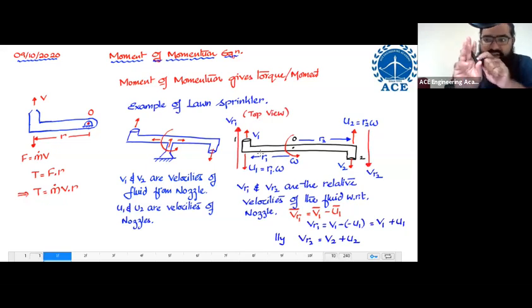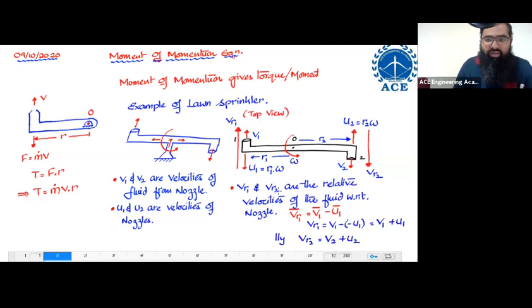Again, there are three velocities we are supposed to mention over here. The first velocity is the absolute velocity with which the fluid is coming out. That is represented by V. The second velocity is the nozzle itself is going to have certain velocity. That velocity is u. And the third velocity is the relative of these two, first two velocities. That is, V and u are going to have certain relative velocity. That is the third velocity represented by VR1 and VR2 over here. This is the concept in here.